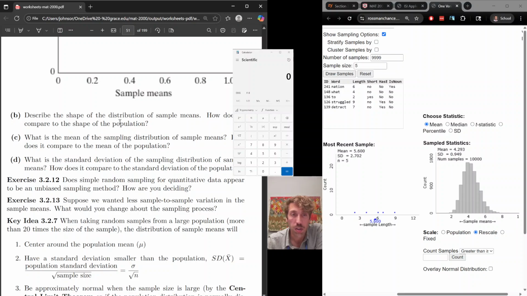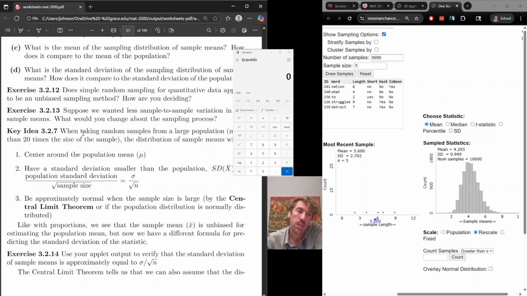Then B, describe the shape of the distribution of sample means. How does it compare to the shape of the population? So that's 2 questions there, so answer both of them. C, what is the mean of the sampling distribution of sample means? How does it compare to the mean of the population? So thinking about your answers, it could be less than, more than, or about the same. If they're almost the same number, then say about the same. And then for D, what is the standard deviation of the sampling distribution of sample means? How does it compare to the standard deviation of the population? So again, it should be less than, more than, or about the same. So tell me which of those it is.